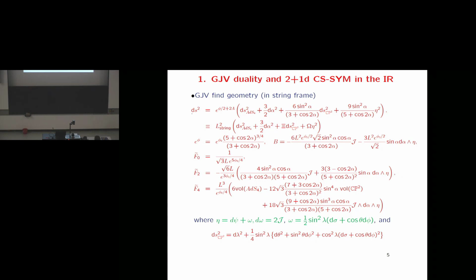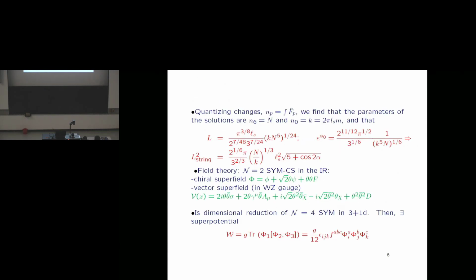So the first duality that I'll consider is this one found by Guarino, Jafferis, and Varela, which corresponds to a gravity dual, which is kind of complicated, but it's of AdS4 times here an S6 that is squashed. We see a CP2 and two special directions, and there's a bunch of fluxes. As usual, if you quantize the charges in this gravitational background, we find a relation between the parameters of the solution and some integers. In this case, the integers are n and k, and then all the parameters are expressed in terms of them.